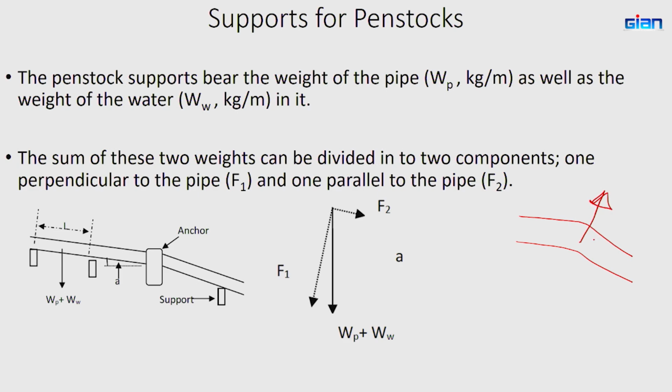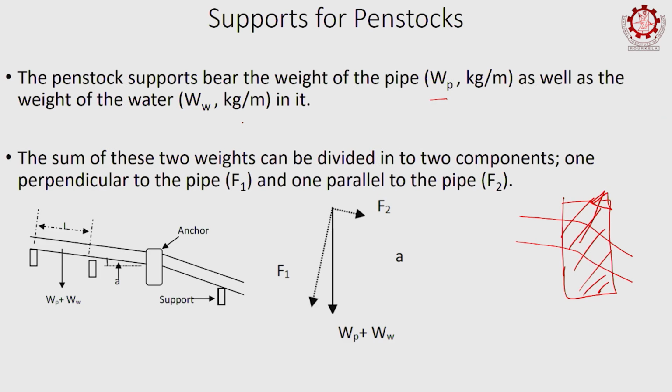What will be the result? Under operation, the forces will try to take it up. Therefore, you must anchor it with a concrete block, and the weight of the concrete block will depend upon the forces that are developed at bends. Other than the anchors, at regular intervals you must have supports to carry the weight of the pipe and water. So, say the pipe weight is Wp kilograms per meter and Ww for the water in kilograms per meter.